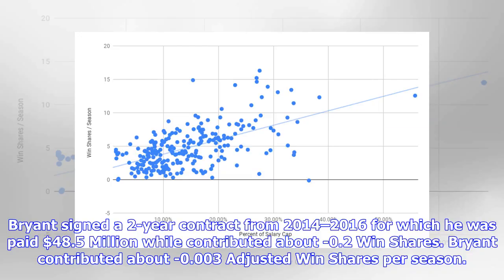Bryant signed a 2-year contract from 2014 to 2016 for which he was paid $48.5 million while contributing about -0.2 win shares. Bryant contributed about -0.003 adjusted win shares per season.